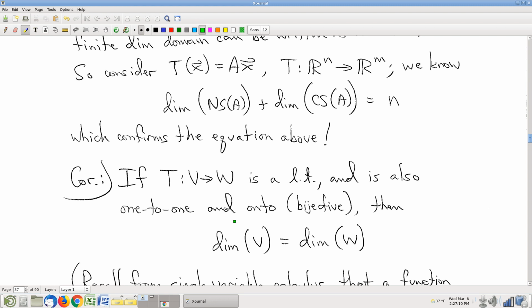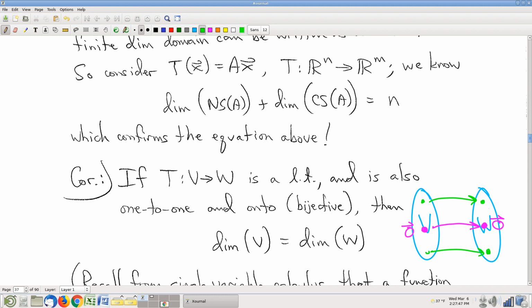Let me draw a picture of such a linear transformation. Here's our V, and here's our W. Every point has exactly one preimage. Therefore, 0 has exactly one preimage, and that is just 0. That's exactly one preimage. Furthermore, every other point has exactly one preimage. So let's think through a scenario like this where you have a bijective linear transformation.